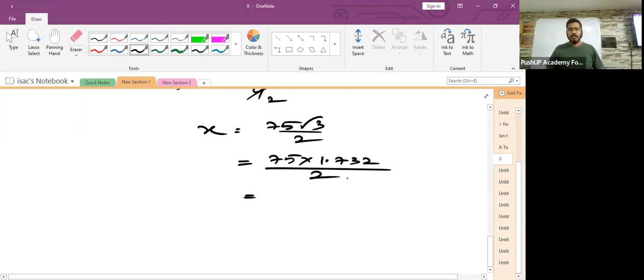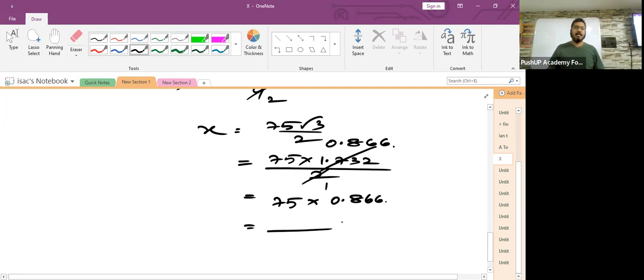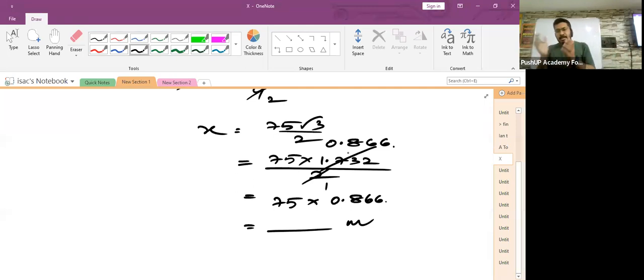Children, I would recommend you to simplify it this way. 2 ones are 2, and 2 into 0.866. Isn't it? So 75 into 0.866. Whatever is the product, that is the height of the pillar. Children, I just saw 1.732, and you know that 1.732 is divisible by 2. That's why I directly simplified it, rather than multiplying 75 with 1.732 and then dividing it by 2. That would have become a little more tedious for you.